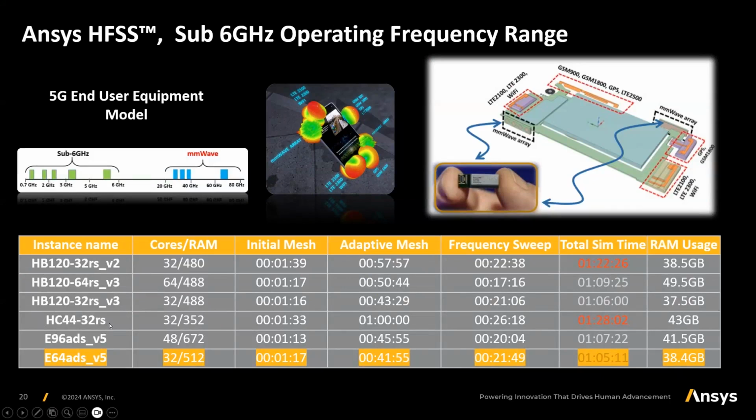We've also included some memory optimized instances, the recommendation of the HFSS team. So these are these E instances here. And we've also included the previous HB generation V2.